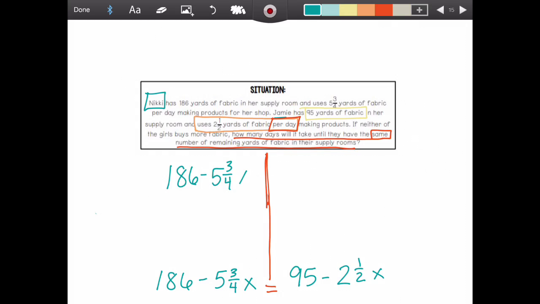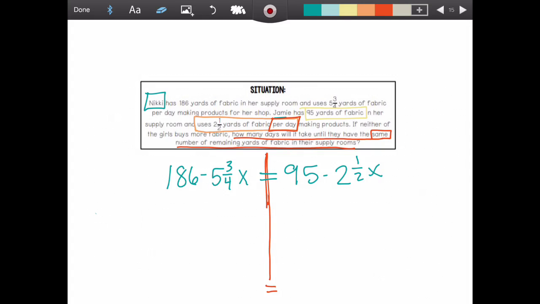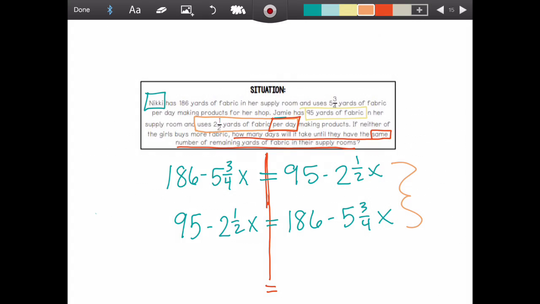95 minus 2.5 x is equal to 186 minus 5 3/4 x. But I could also see it in reverse, and the reason that I can change this is because both sides are equal to one another. So it doesn't matter which scenario is first, it just matters that they're equal. So if this was a multiple choice question, another option could have this expression first, and then put Nikki to the right side. But again, they are the same equation. I just switched the expressions from one side to another. But again, I'm using the exact same expressions.